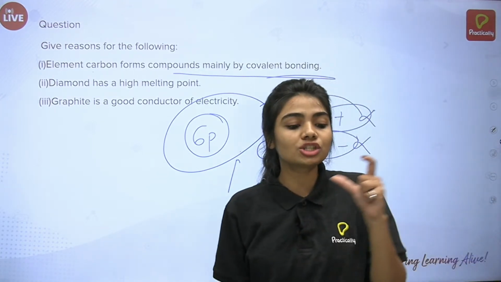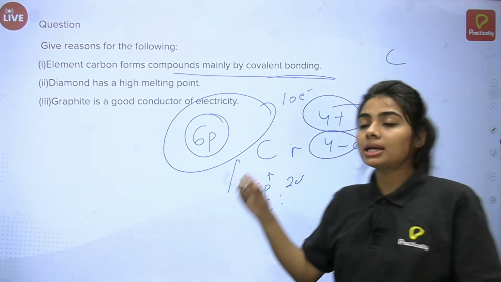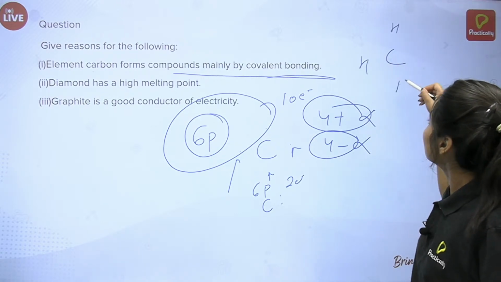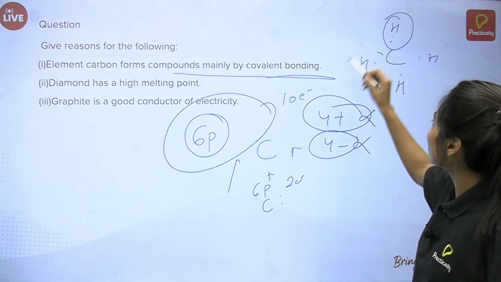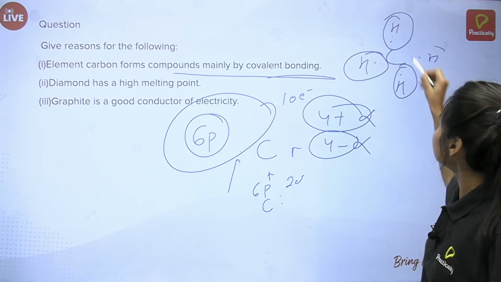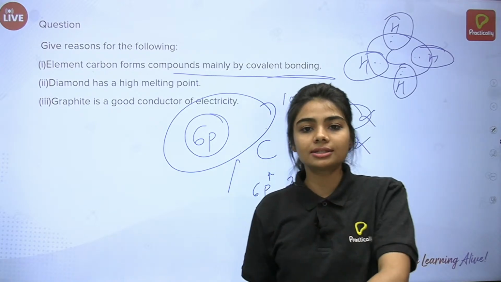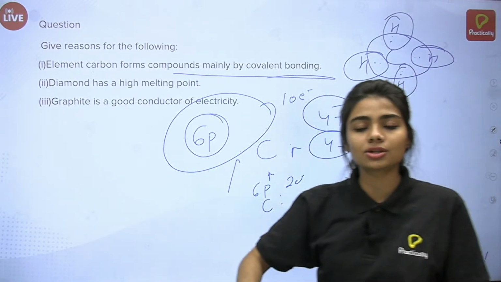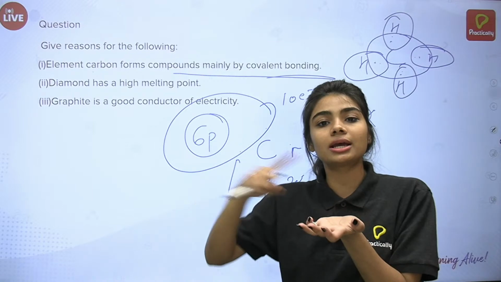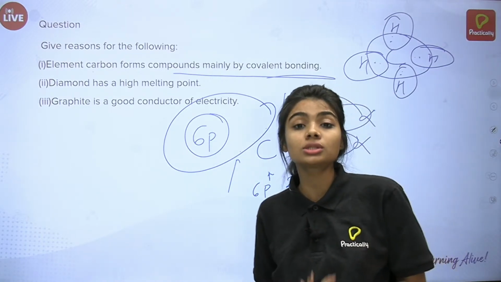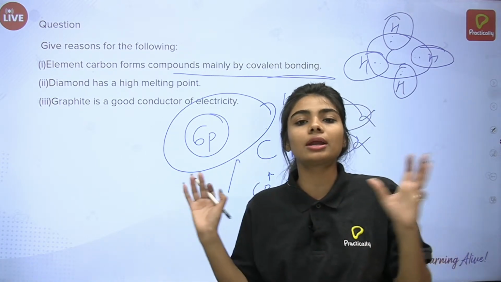What will it do? It will share the 4 electrons. How will it share? Let's talk about methane. How many hydrogens are there? 4 hydrogens. Carbon has 4 valence electrons, so it shares 1 electron with each and forms a covalent bond. Now all the hydrogens have completed their duplet and the carbon has completed its octet. So now it is stable. It can't lose 4 electrons, it can't gain 4 electrons. So it will share its 4 electrons and become stable.